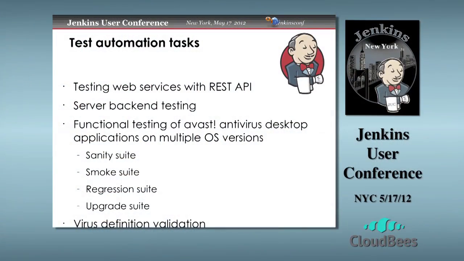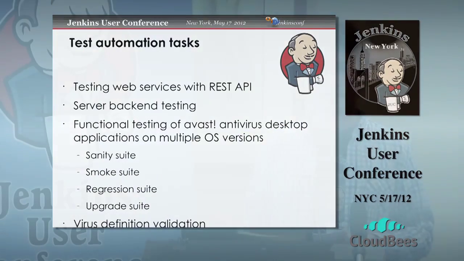So what were our tasks? We have many different products and services in AVAST antivirus. We've got some web services. We have to test them and use their REST API. We have to use this in tests. We have to do server backend testing, and the most important thing is we have to run functional tests of the desktop antivirus software. I repeat that, functional test, not unit test, functional test.